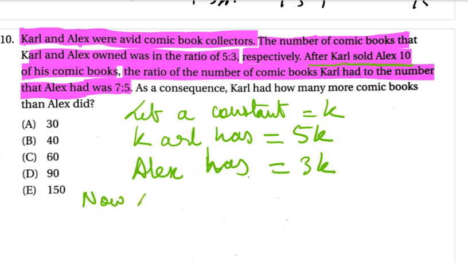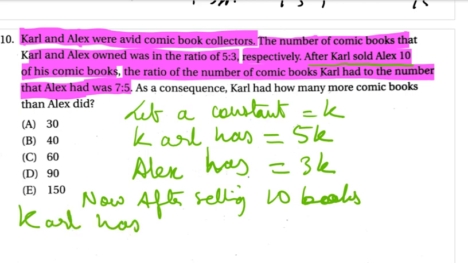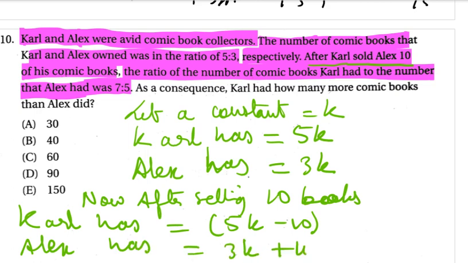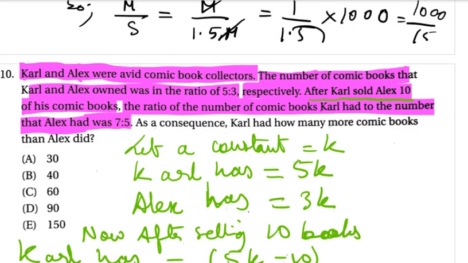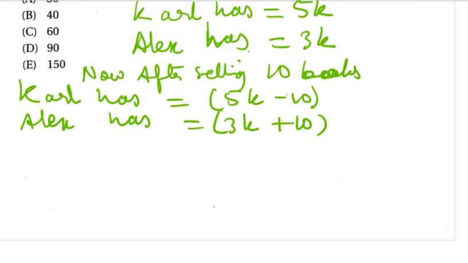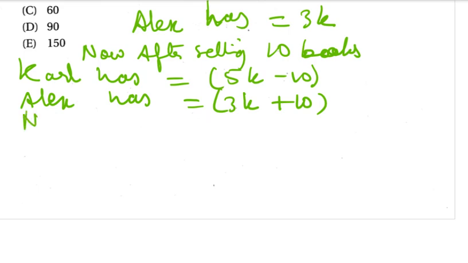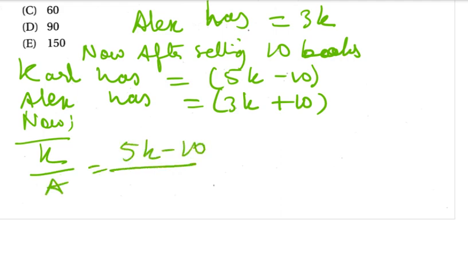Now after Carl sold Alex 10 books, Carl has 5k minus 10, and Alex has 3k plus 10, right? Minus 10 gone away from him, then plus 10 added to him. After the selling is over, the ratio of the books of Carl to Alex becomes 7:5. So now, Carl to Alex, I'm writing in short, is 5k minus 10 over 3k plus 10, equal to 7:5. Okay, perfect.